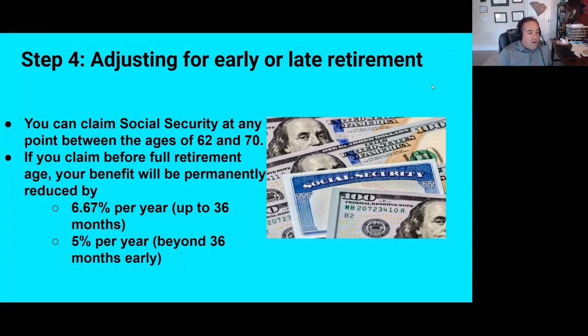These are prorated by the month. So even if you claim 1 or 2 months early, or if you claim 1 year and 4 months early, it's done by the month. So it's not just by yearly percentages.